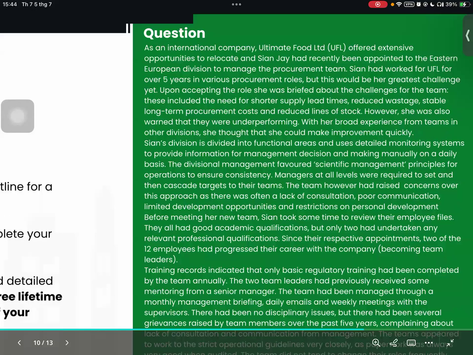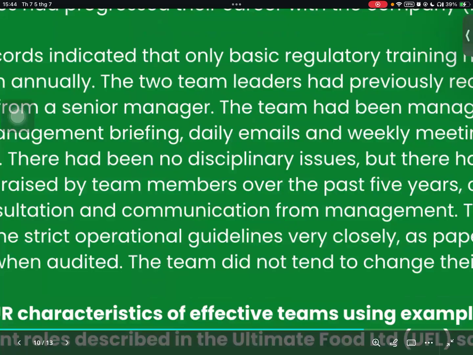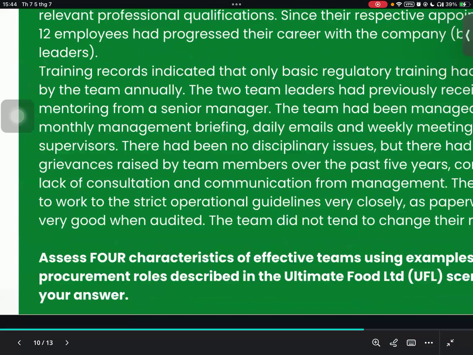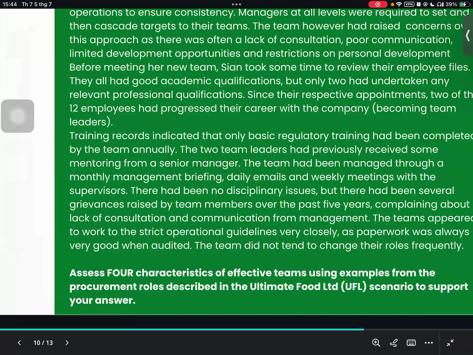So we can see the strategy here. To avoid wasting time on reading the scenario, the strategy is to read the question with the command word. So this is a question with access. Therefore, you need to identify the 4 features or 4 characteristics of effective teams. And you need to refer it to a well-recognized theory.